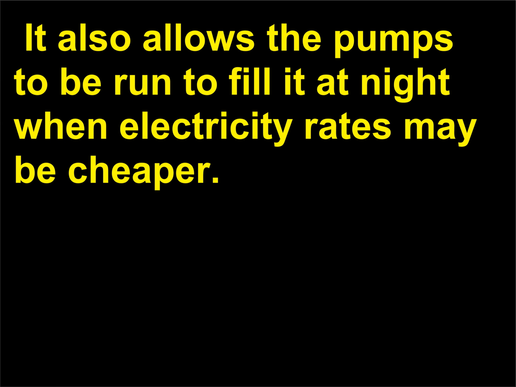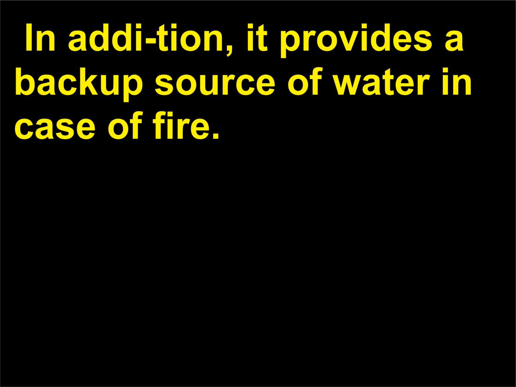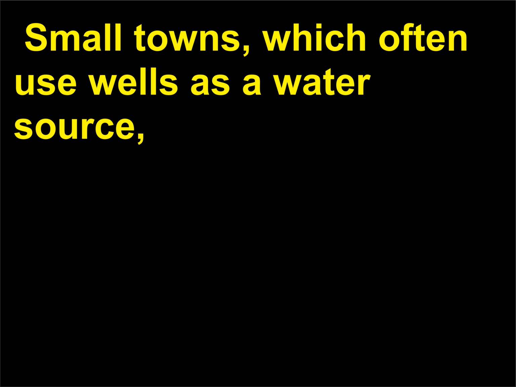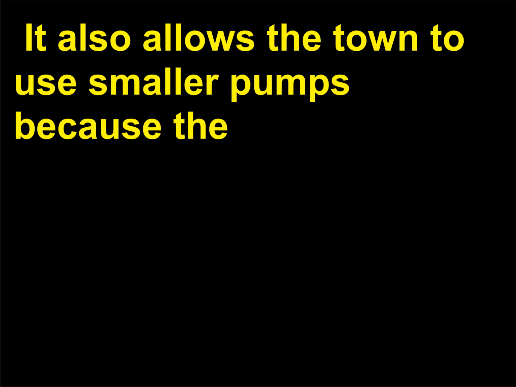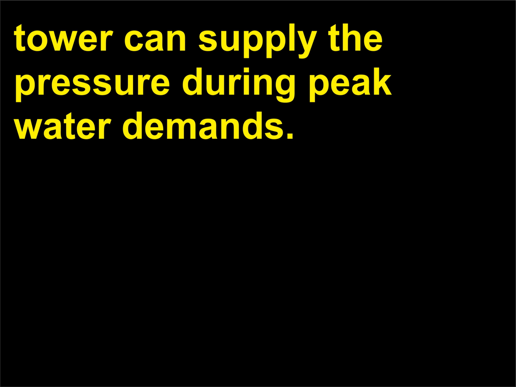It also allows the pumps to be run to fill it at night when electricity rates may be cheaper. In addition, it provides a backup source of water in case of fire. Small towns, which often use wells as a water source, use water towers to store water in case there is an interruption in electrical service. It also allows the town to use smaller pumps because the tower can supply the pressure during peak water demands.